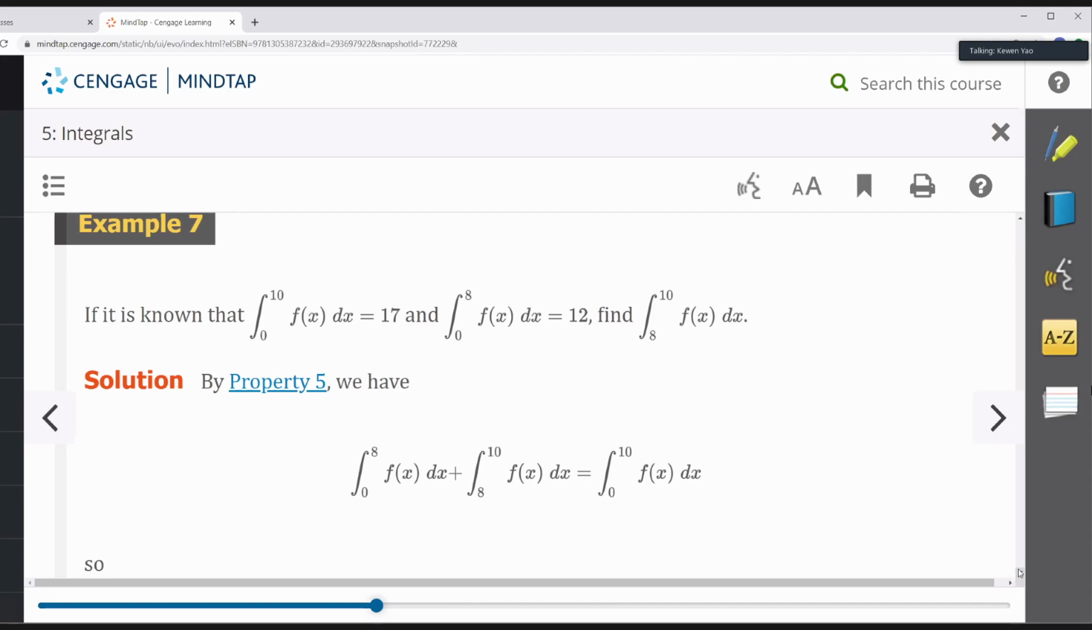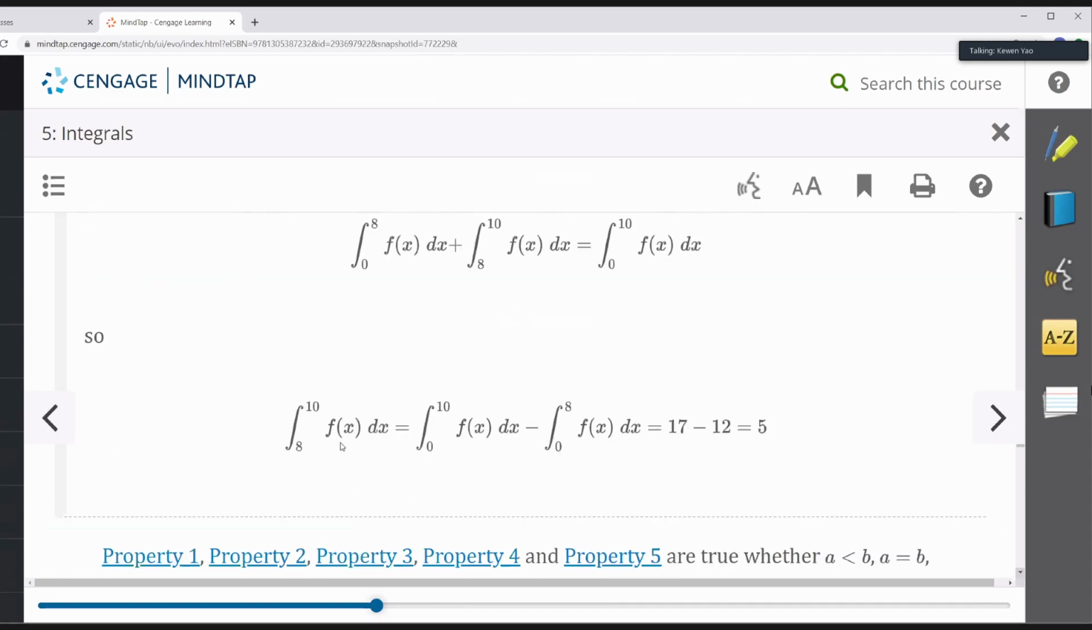So you have found it. From 8 to 10 is this minus this. So 17 minus 12 is 5. By using the property, you can find the answer very fast.